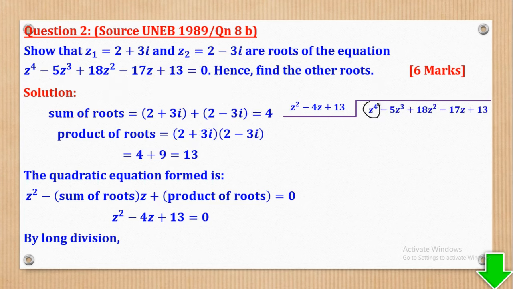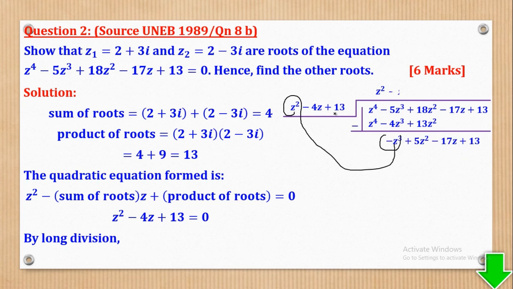Dividing this by this gives me z squared, which is here. Then z squared multiplied by this gives you that. When I subtract, I'll come up with this. Then I'll do the same. The whole of this divided by this gives you negative z. The negative z multiplied throughout the whole of this gives you that. Then I subtract to come up with this.